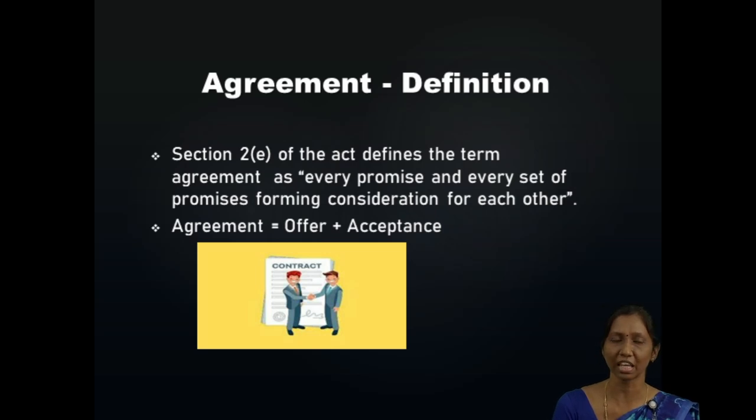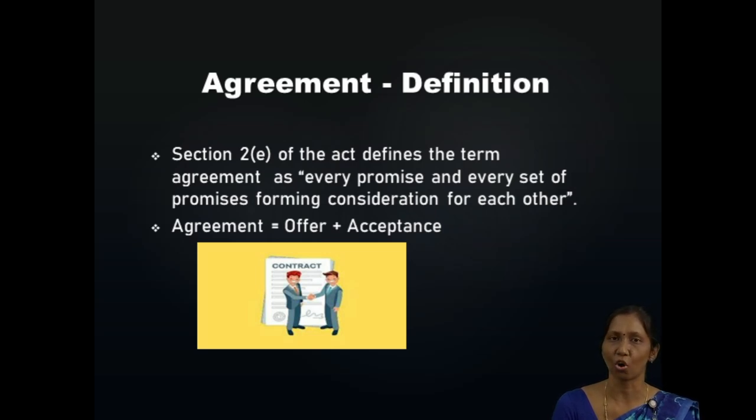Offer means the seller is ready to sell the product. He offers: I am ready to sell the goods, I am ready to give my product to another person. That is called an offer, and it is also called a proposal. The other term for offer is proposal. Then acceptance: if the buyer is ready to buy the goods offered by the seller, that is called acceptance. If both terms exist, we can say it is an agreement.